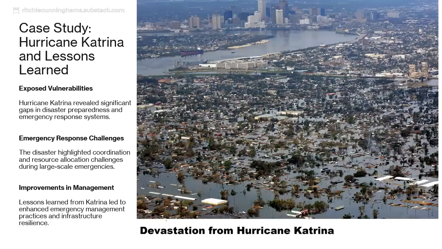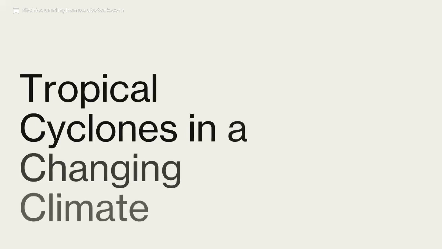Tropical cyclones and climate change. According to the IPCC Sixth Assessment Report, AR6, human-induced climate change is already influencing tropical cyclones. While the total number of storms globally may not increase significantly, several key changes are expected. Sea level rise is very likely to increase coastal flooding during storms.